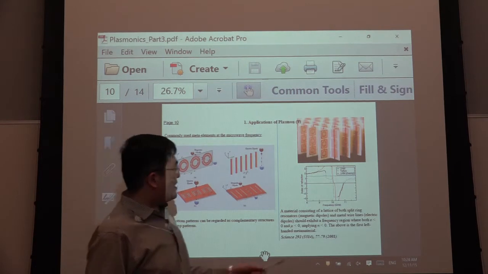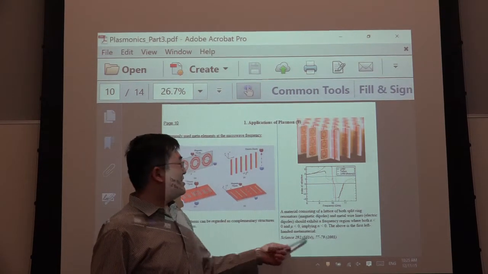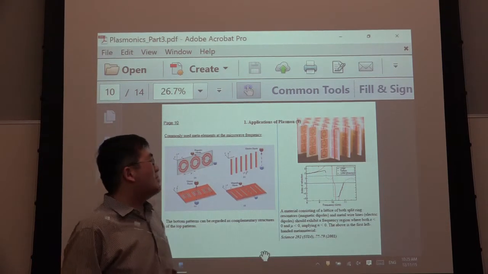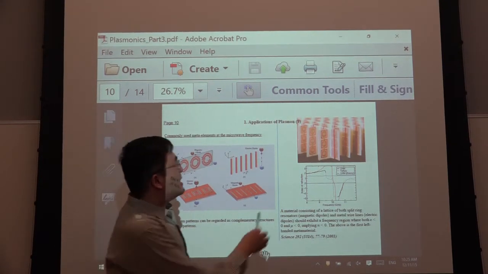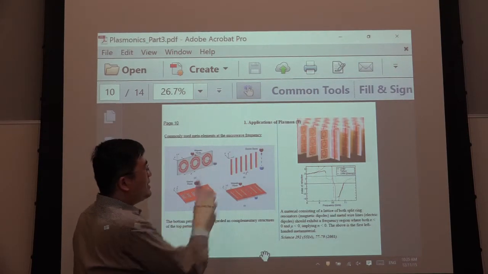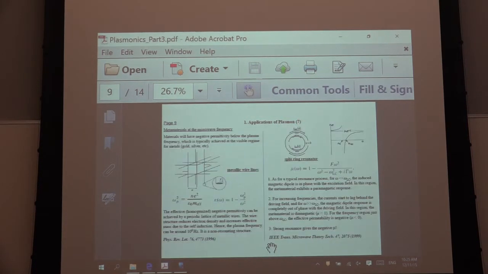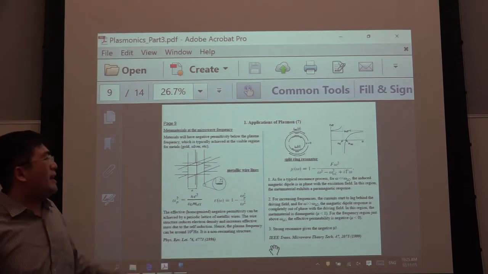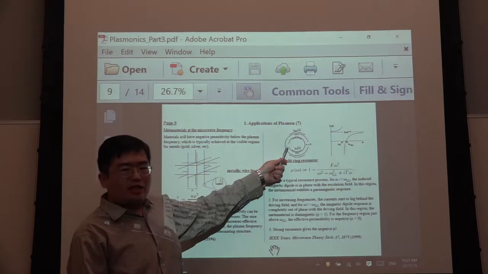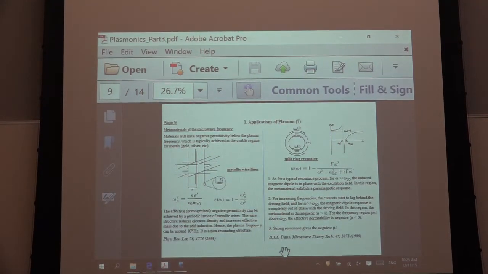This is also pioneering work in science, maybe 10 years ago, by the David Smith group. They put a metallic wire and a split ring together. With the metallic wire, they can achieve epsilon small and zero effectively. The split ring can achieve mu small and zero effectively. So they put them together.